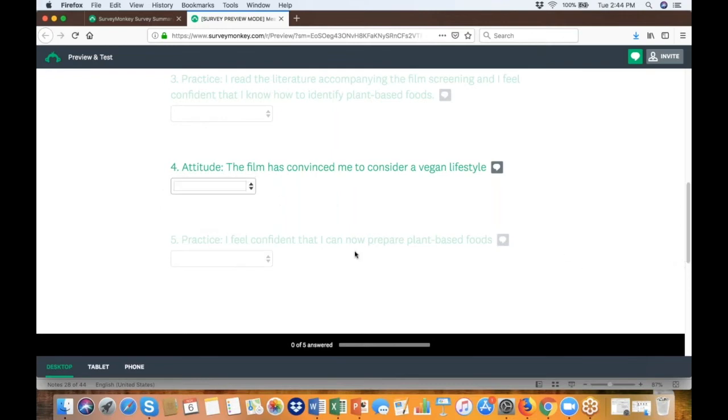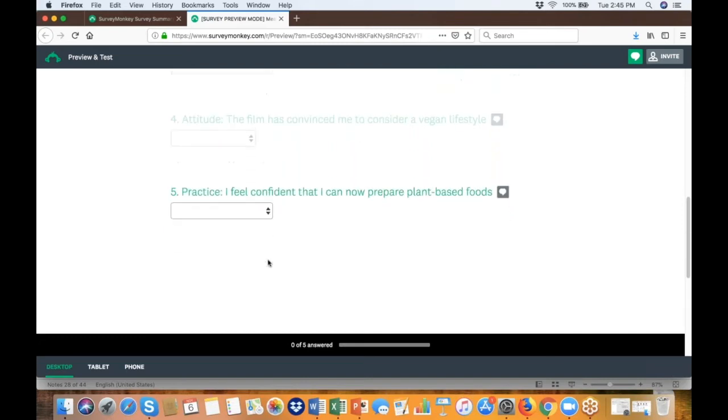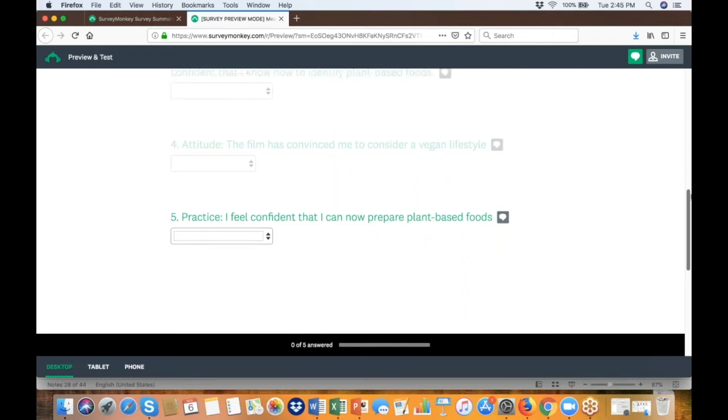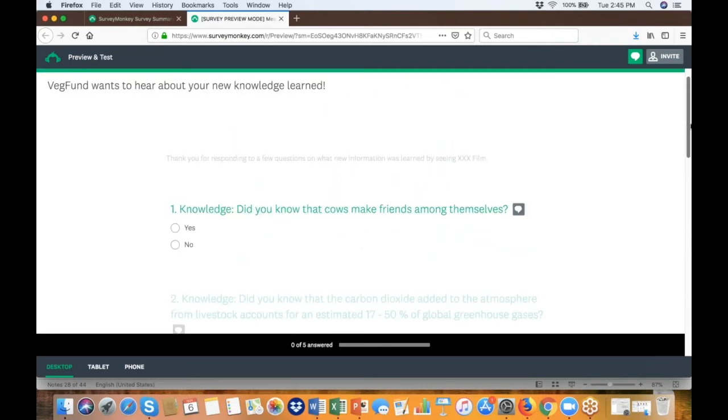And again, the last practice question: I feel confident that I can now prepare plant-based foods, so that they have the know-how to prepare plant-based foods. I agree, I neither agree nor disagree, I disagree, I strongly disagree. At any rate, this could be something you could do that would really help you, I think, learn what your audience perceived from your action.